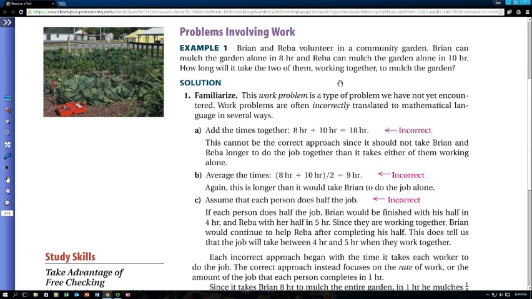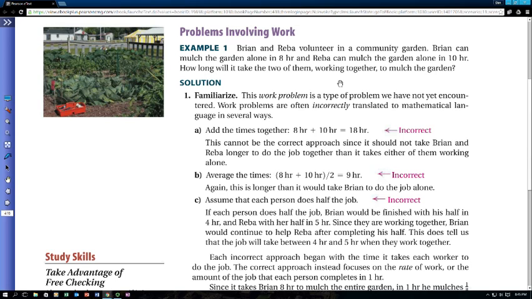We could try averaging the time. If you add the two times together and divide by 2, it would take 9 hours. That still doesn't work, because Brian can do it in less time than the two of them together, so that doesn't make sense.